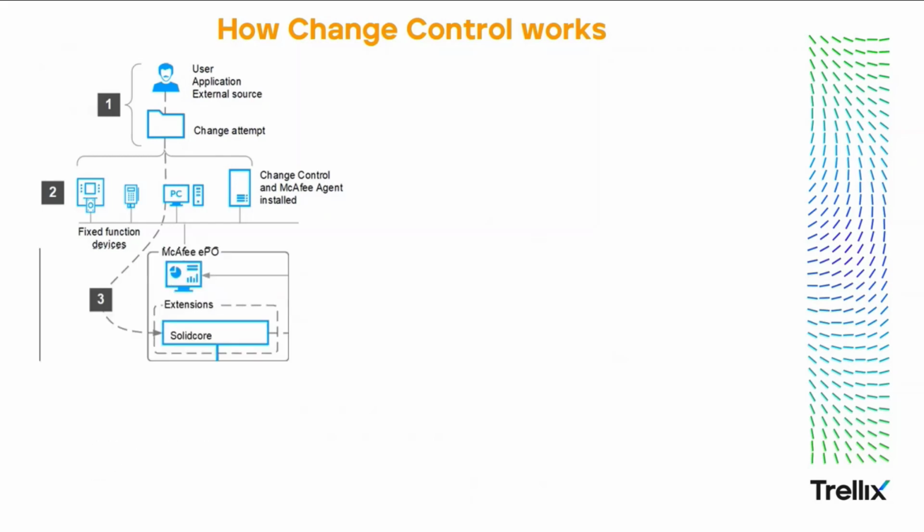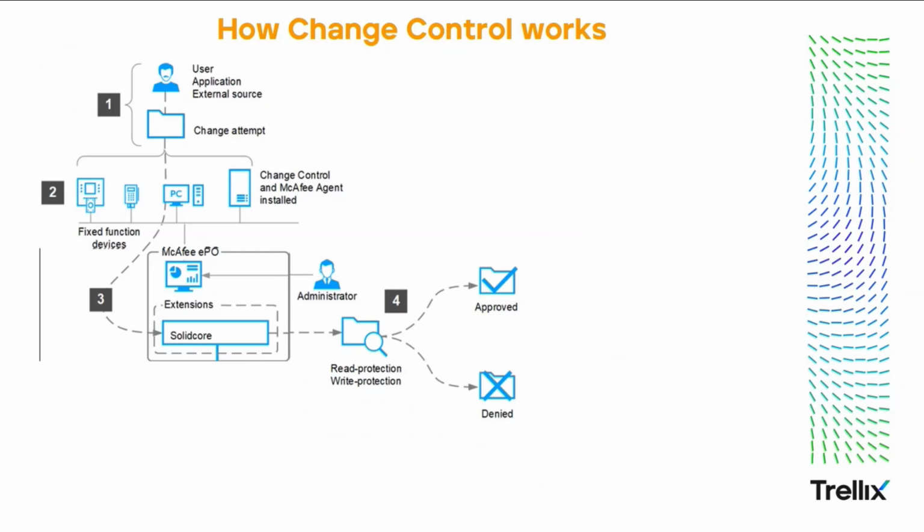Change control then analyzes the rules and policy enforced on the endpoint and allows or blocks the changes. Note the administrator manages these rules and policies through McAfee ePO. The read protection or the write protection is enforced and the user change attempt is approved or denied. The change control database logs the file attempt and local user information in the change control database.